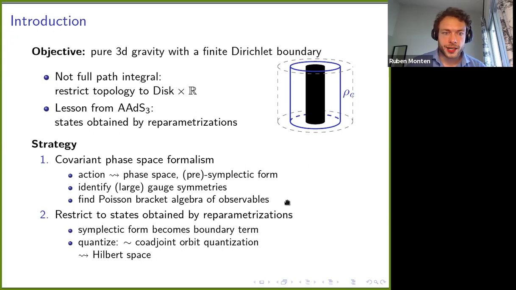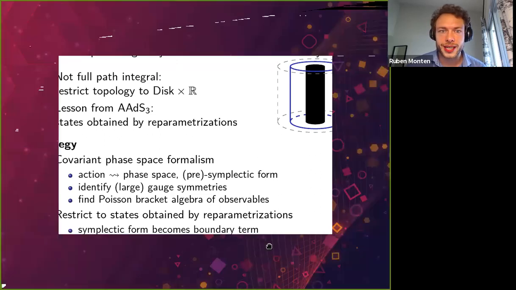And then in the second step, we'll go through the lessons that we learn in asymptotically AdS3. We'll restrict to states that can be obtained by reparameterizations. We'll see that the symplectic form becomes just a boundary term, something that's really living on this blue cylinder here. And we'll try to formulate the canonical quantization of the system, at least in perturbation theory. This will bear resemblance to a method that's known in the literature as the coadjoint orbit quantization, but it will actually be slightly different. That concludes my introduction, so this might be a good time to ask for questions.